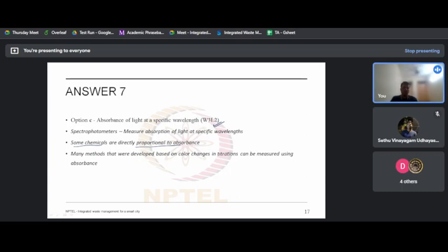So we'll have some color change. From the color change, we'll have the standard tables from where we can compare that for this much wavelength, this color occurs. So that can be measured using, so this is done in spectrophotometers.